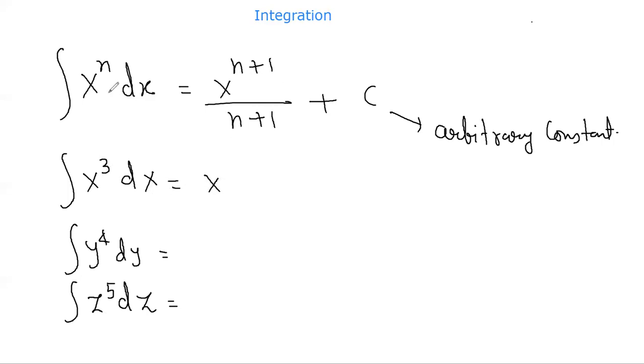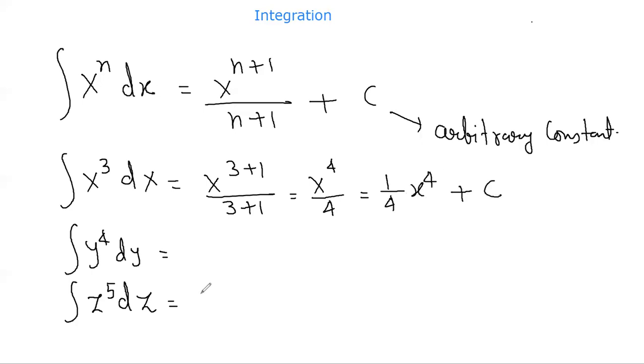So the integration of x to the power 3 dx is according to the formula. The n value here is 3, so we can write 3 plus 1 divided by 3 plus 1, which is equal to x to the power 4 over 4, which is 1 over 4 x to the power 4, and in the answer we can use a c here.